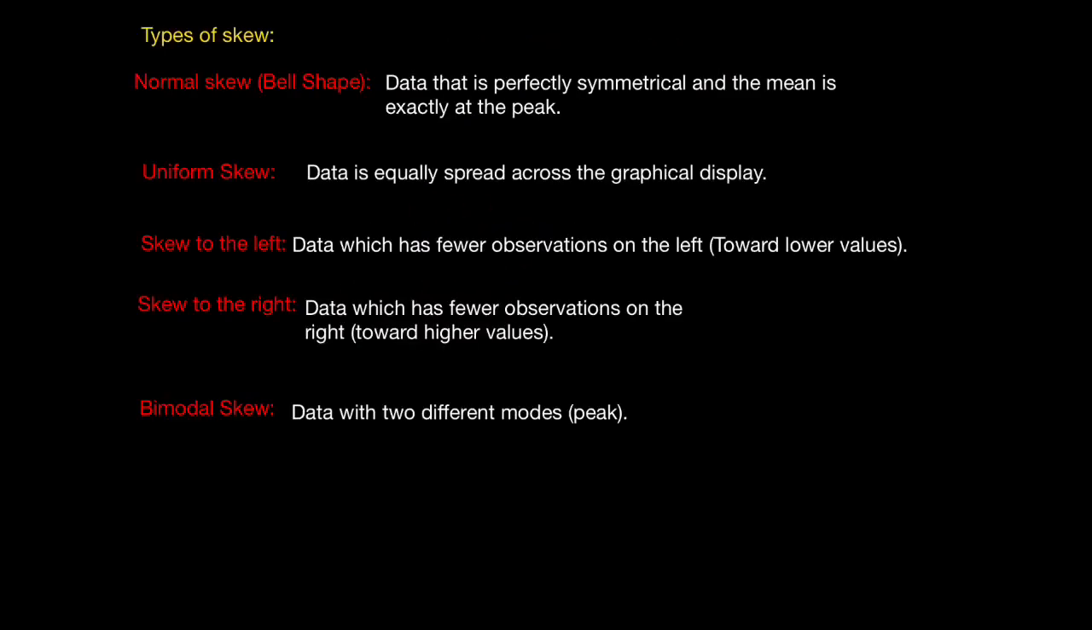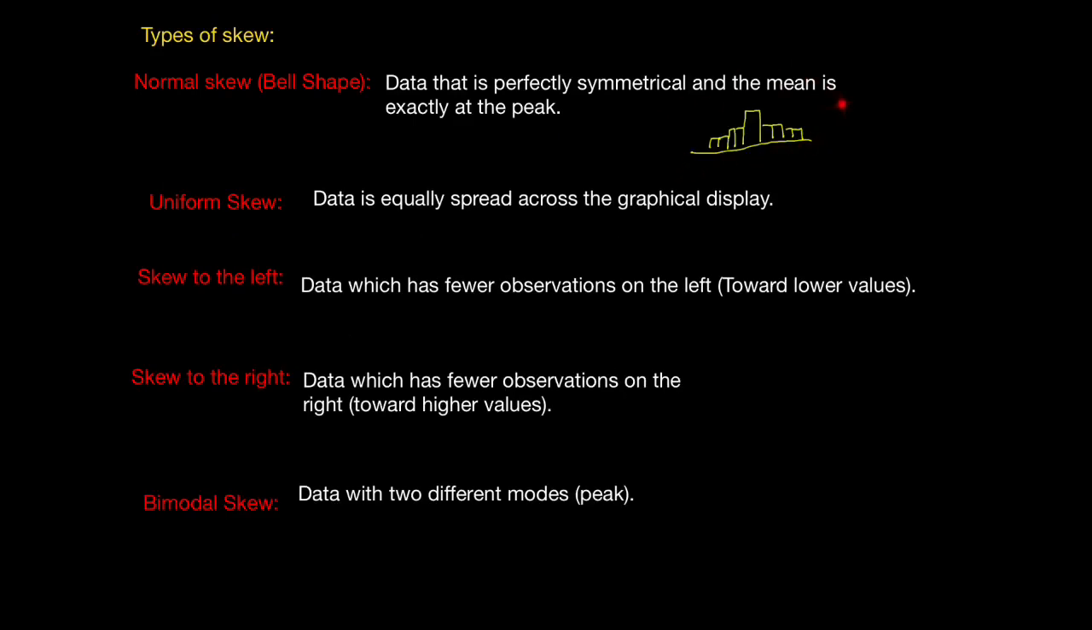So here are the types of skew. First up on the list is normal skew, and this has a bell shape. This is data that is perfectly symmetrical and the mean is exactly at the peak. Here's what it can look like, and as you can see, it's perfectly symmetrical. If you were to fold it in half, all of this would overlap this other side, and here we have this bell shape.